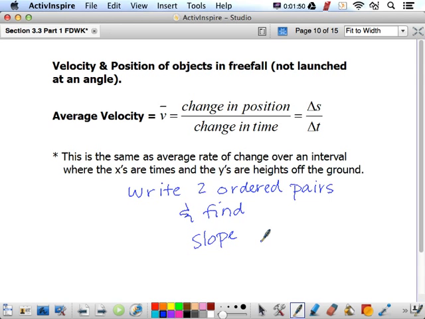So for average velocity, those two ordered pairs are going to consist of two times for your x's and two heights or positions for your y's. Those would be your s's. So they're actually t's and s's rather than x's and y's.